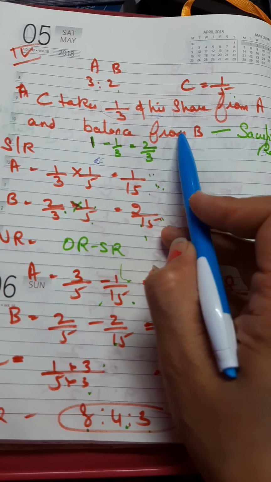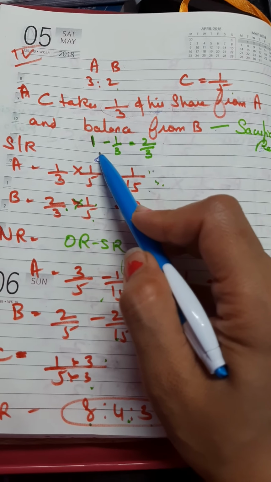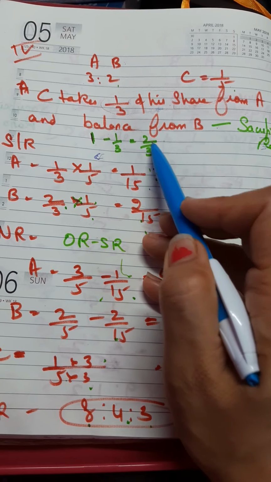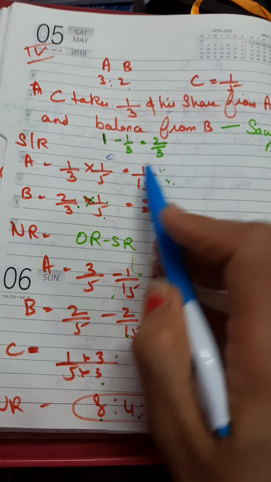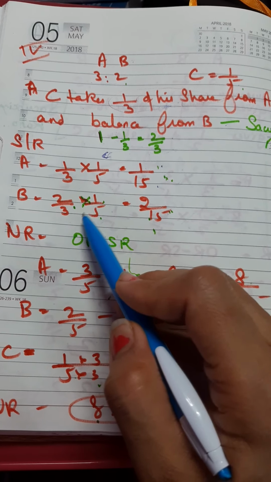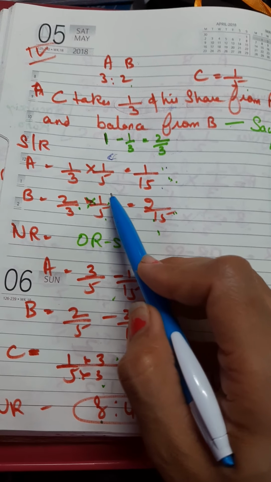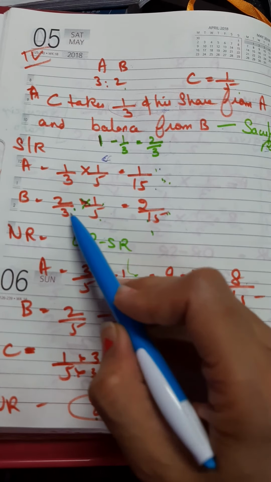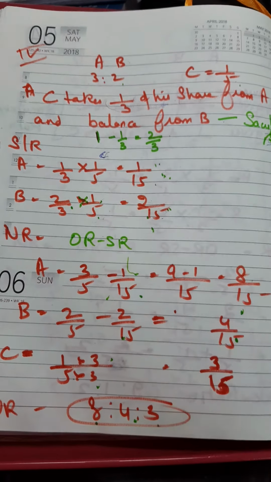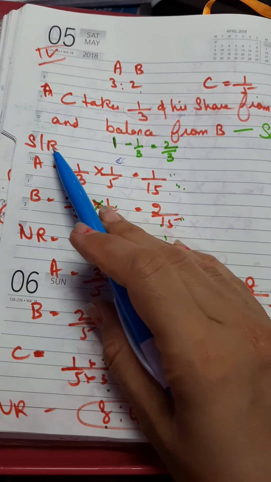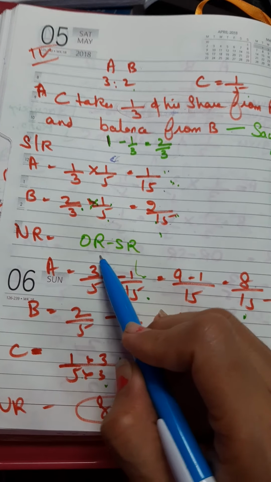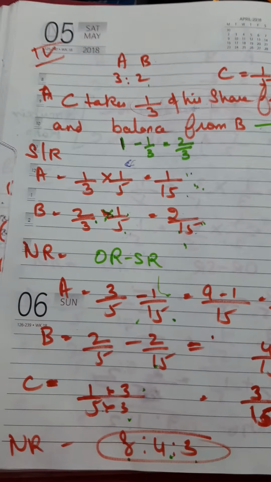Now the balance from B. As I told you, the total of fractions is 1. So 1 minus 1/3 makes it 2/3. So B will give 2/3 of C's share. So what is C's share? 1/5. So 2/3 of 1/5 makes it 2/15. Now we've got the sacrificing ratio. We need to calculate the new ratio, that is old minus sacrificing ratio.